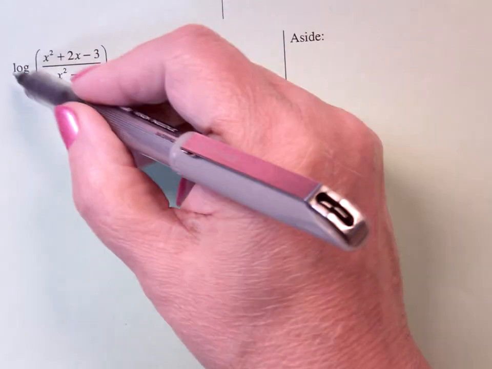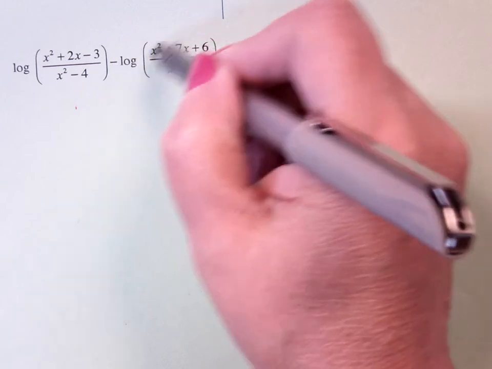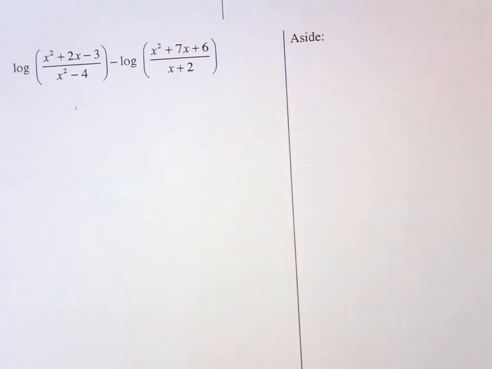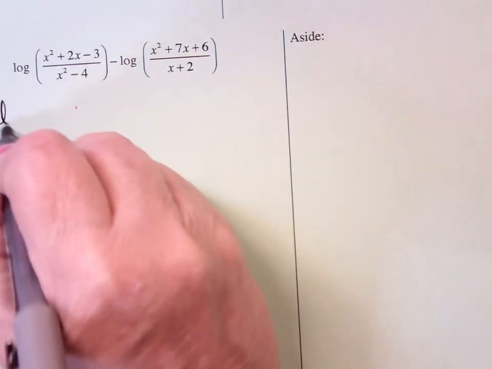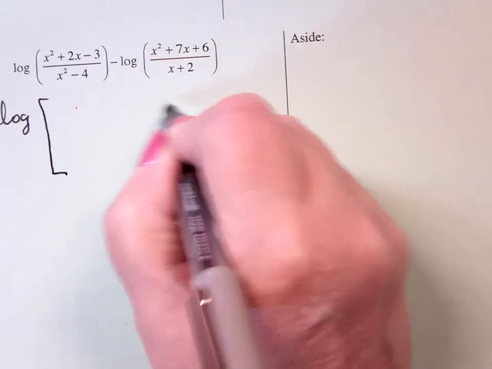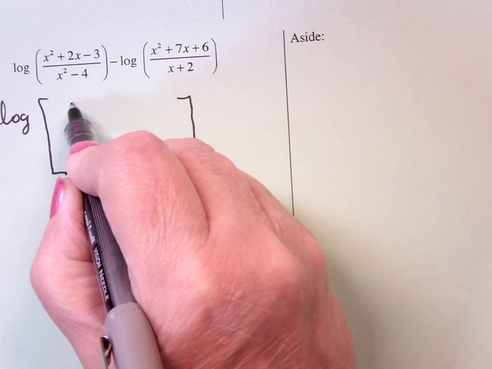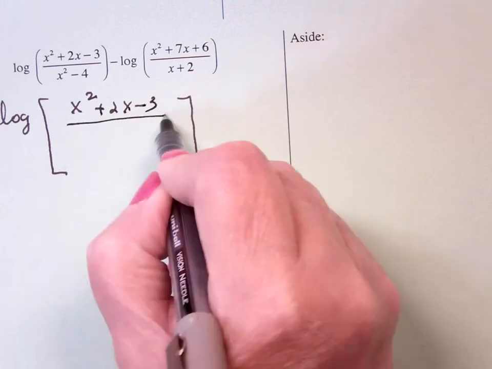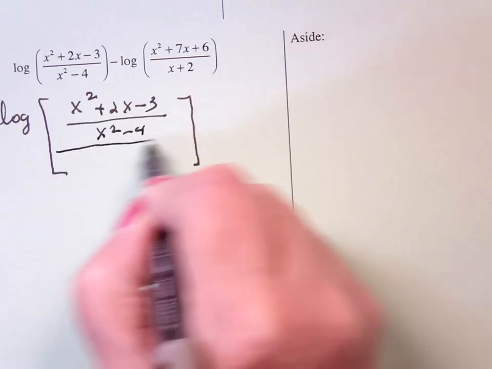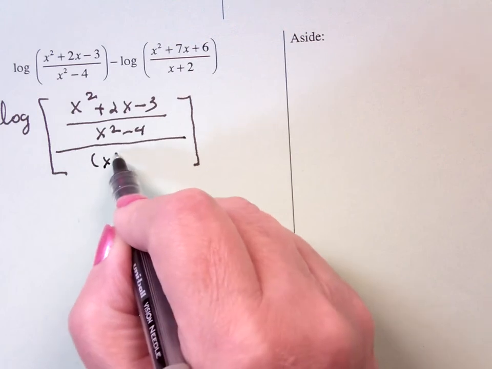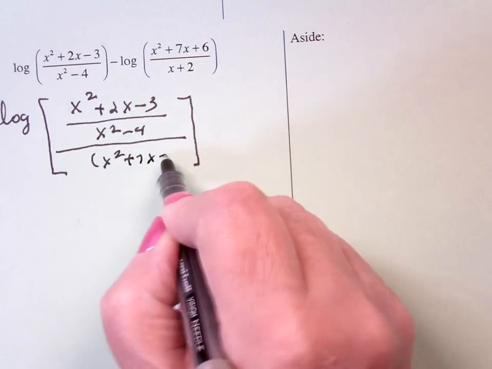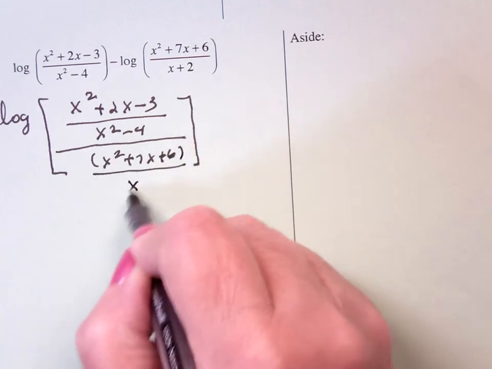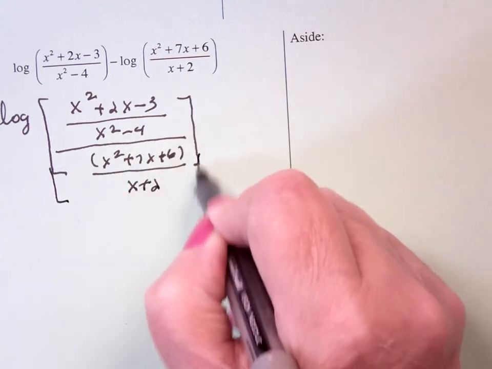What this is: I have the log of that set of parentheses minus a log of that set of parentheses. Well, the base is the same. They're both base 10. So using that second property of logarithms, I can put them together into one big problem. The numerator is going to be x squared plus 2x minus 3 over x squared minus 4. The denominator is going to be x squared plus 7x plus 6 all over x plus 2, and this can come down further.